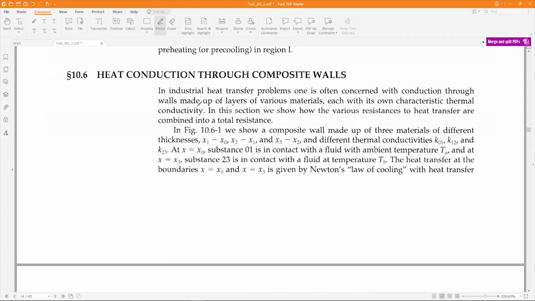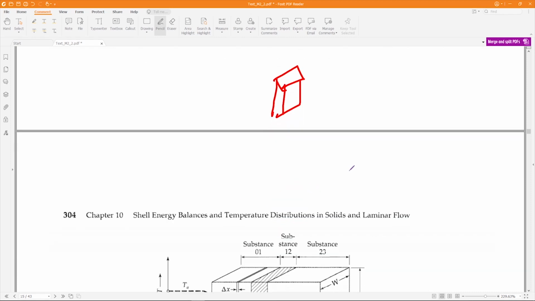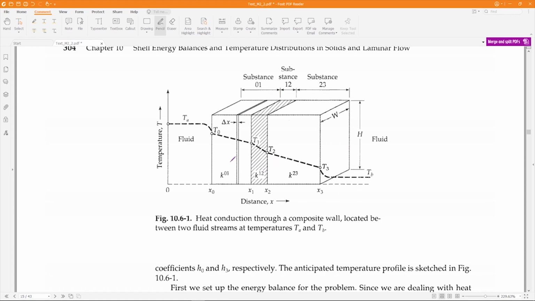So next problem, we have heat conduction through composite walls. So we have different blocks. Okay, so you see here we have different blocks. This block is of thermal conductivity K01. This block is of thermal conductivity K12. This block is of thermal conductivity K23. So we have three substances: substance 1, substance 2, substance 3.